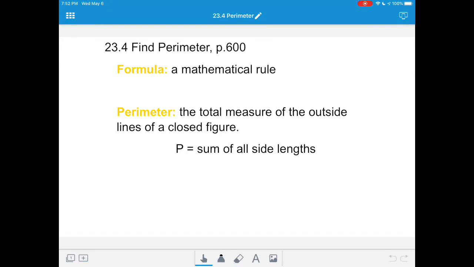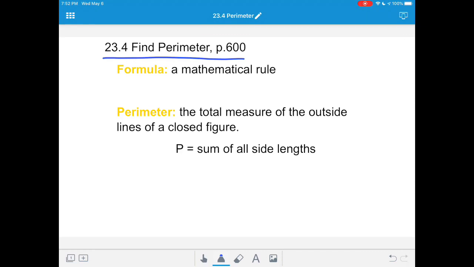Today, we're going to be shifting gears from what we've been previously talking about with measurement systems, and now we're going to be applying those different measurements to find perimeter. So today's focus lesson is all about perimeter. This is coming from page 600 in your textbook.